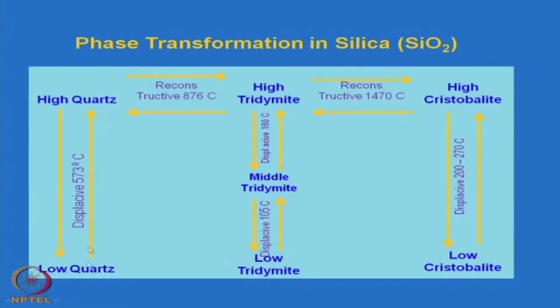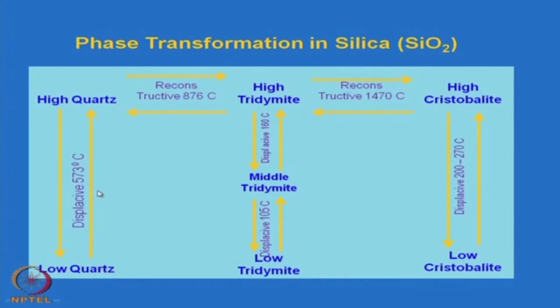There is a density change, a volumetric change. It is a kind of problematic transformation for the industry, because whenever there is a volume change, there is always a tendency for cracks. So, making a densified material with pure silica is quite difficult. There are techniques by which one can avoid that, but otherwise most of the time in the industry this transformation is a very problematic phenomenon.